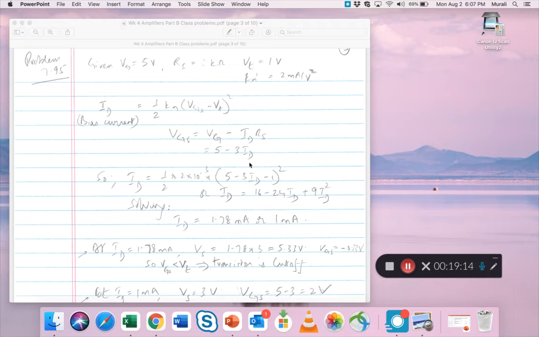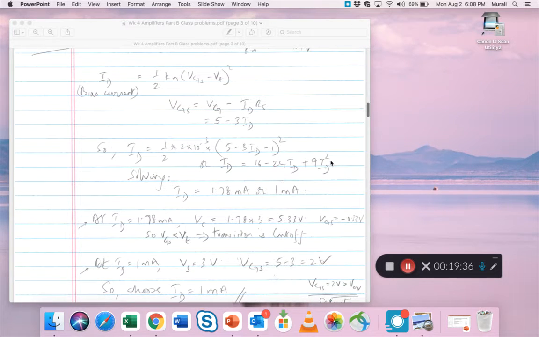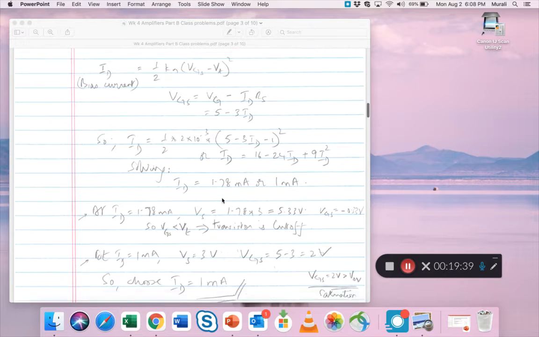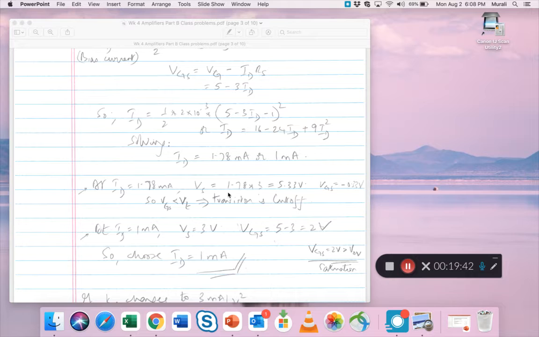RS is given 3, ID we don't know. So ID is this from this formula. VGS we don't know, still it is in terms of ID. So we put that in terms of ID. So you have an equation which has ID in two places, but you can solve that to get a quadratic equation. So solving, you get two values. Only one of them is meaningful. How do you check? If you use one value, you can see that the transistor is cut off because VGS falls below VT. That's not allowed. With the other value, we get VGS is 2 volts.